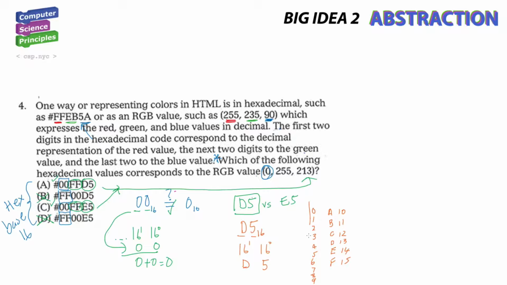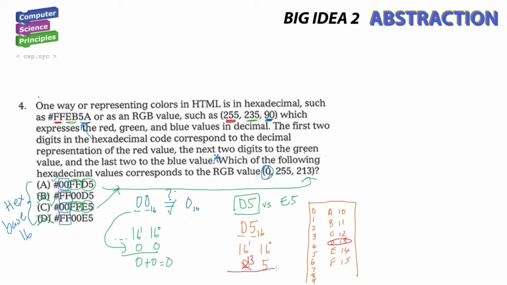So it always helps me to quickly write this chart out, because now we can see that this D has the value of 13. So D has the value of 13, whereas 0 has a value of 0, 2 has a value of 2, but then it gets a little different when we get up to A, because A has the value 10 and so on. So over here, this D we could replace with 13.